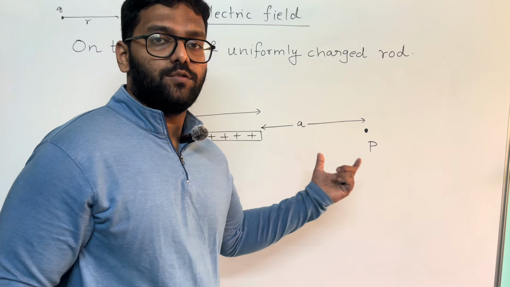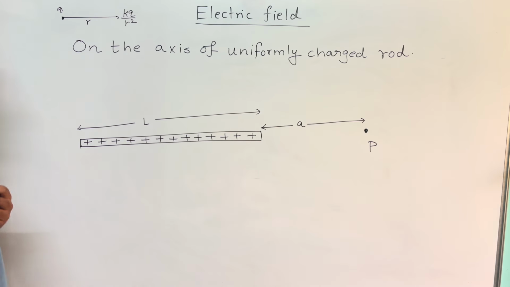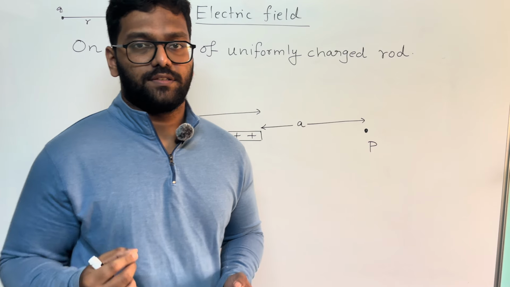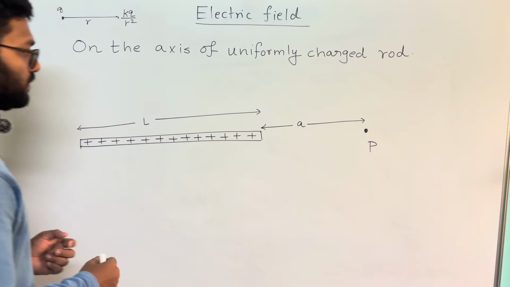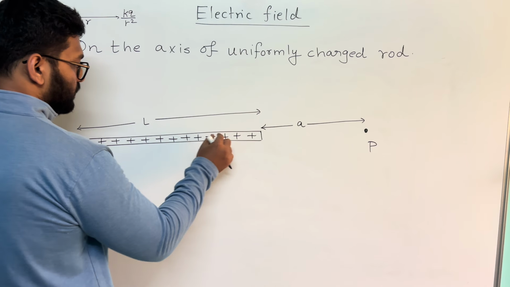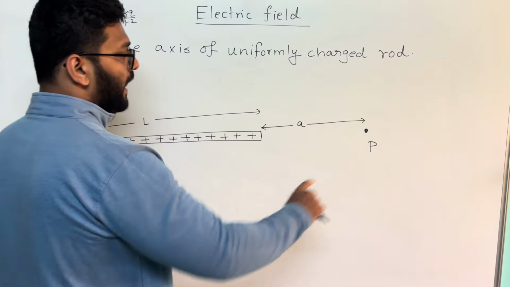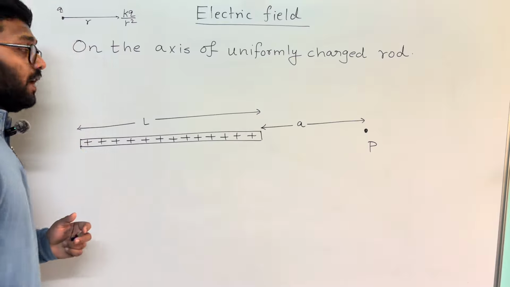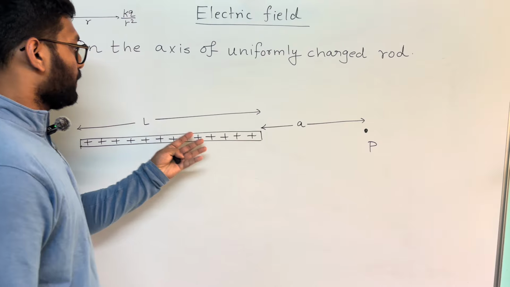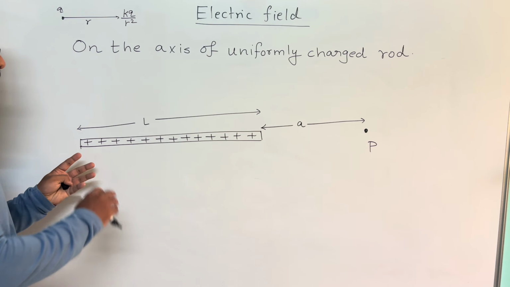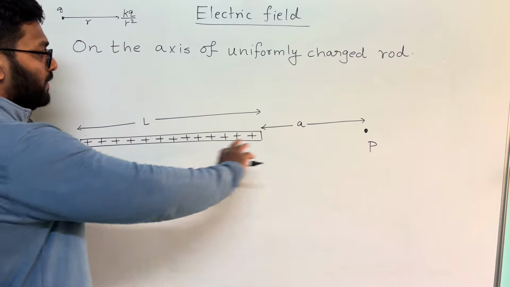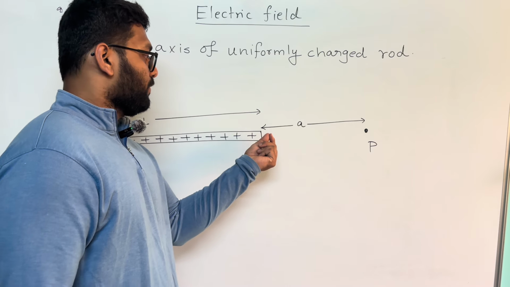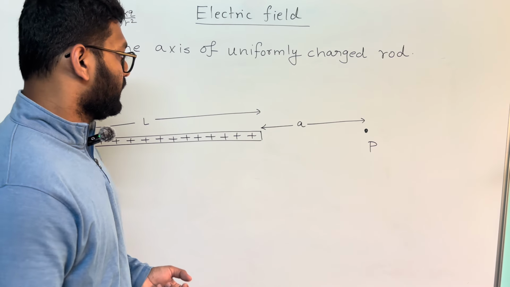Now how will we do it in such a case? We can think of this extended body as made up of many point charges, and we can add all the electric fields of these many point charges. But there are so many charges uniformly distributed on the rod that it is very difficult to take the charges one by one.